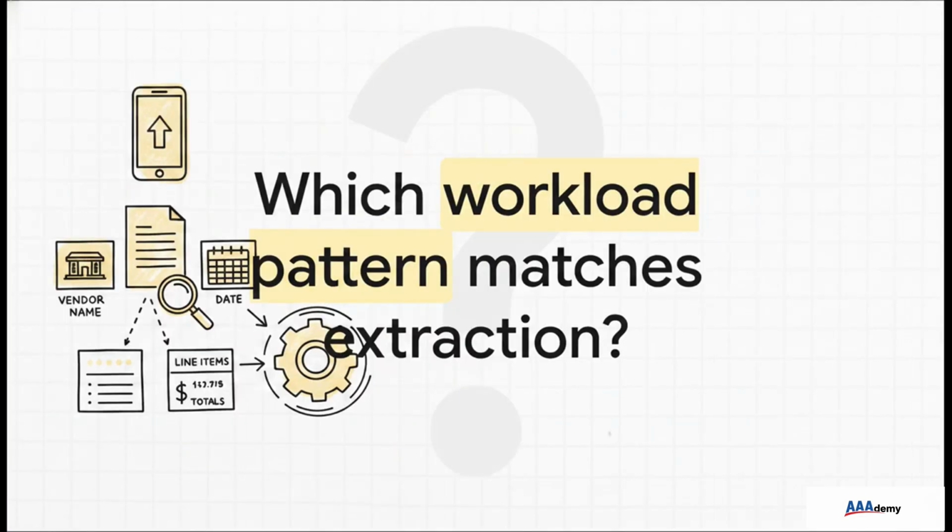Let's put this into practice with a real-world scenario. A claims processing app must read uploaded repair invoices and return vendor name, invoice date, line items, and totals. So, which workload pattern is the best match here? Try to identify the highly specific data shape required by this application. What exactly does it need to return to function?